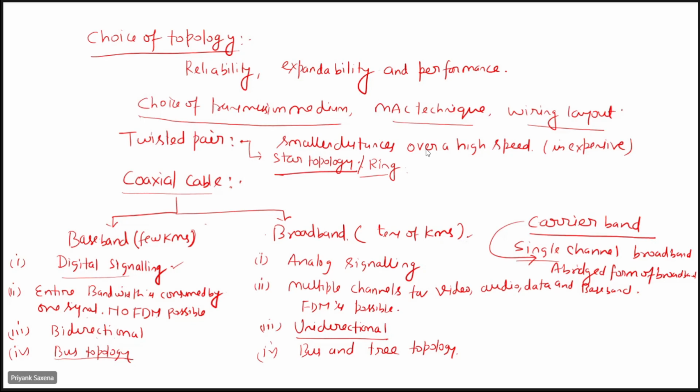right? It is suitable for bus topology, while broadband coaxial cable uses analog signaling, right? It uses analog signaling and multiple channels. Here in the case of broadband, FDM is possible. Multiple channels are possible for audio, video, and data. Everything is possible in case of broadband, but it is unidirectional. I will come to this point why it is unidirectional, right? And it supports both bus and tree topology.